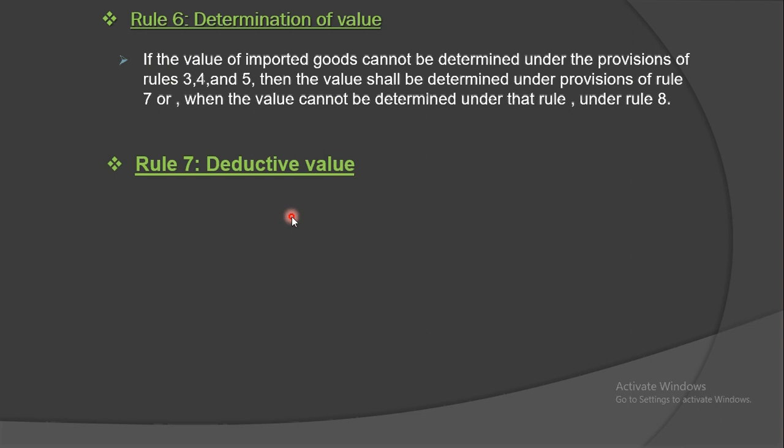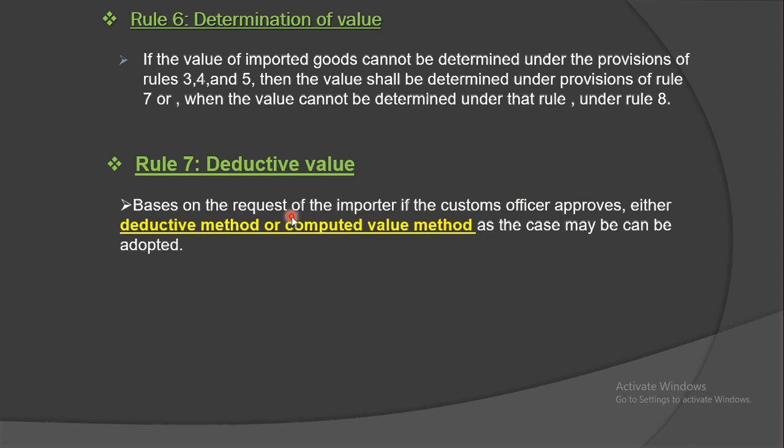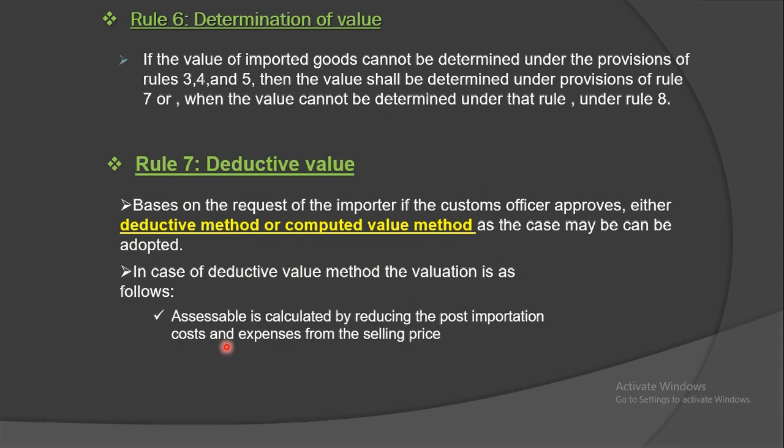On the request of the importer, if the customs officer approves, either the deductive method or the computed value method, as the case may be, can be adopted. The deductive method is rule 7 and the computed value method is rule 8. In the deductive method, the assessable value is calculated by reducing the post importation costs and expenses from the selling price.